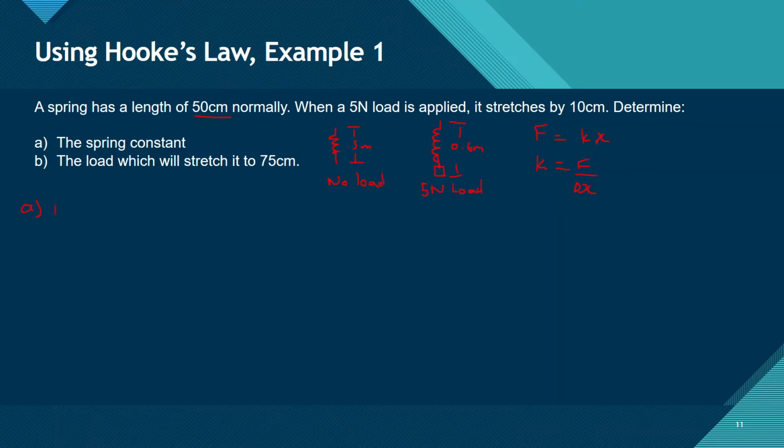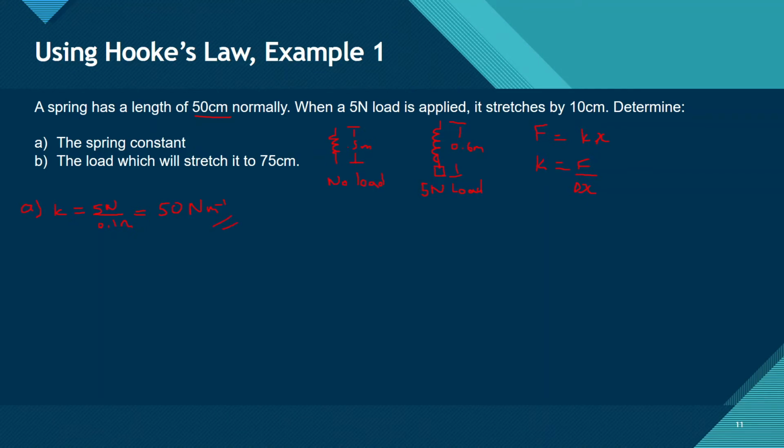So K is equal to the force, which we know is 5 newtons, divided by the change in x, which is 0.6 minus 0.5, which is 0.1 meters, which will give us a K value of 50 newtons per meter. And this is our spring constant.